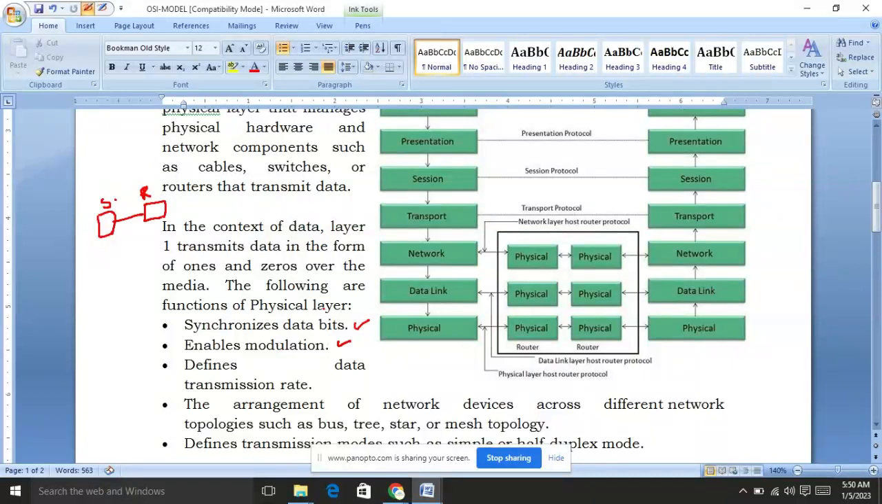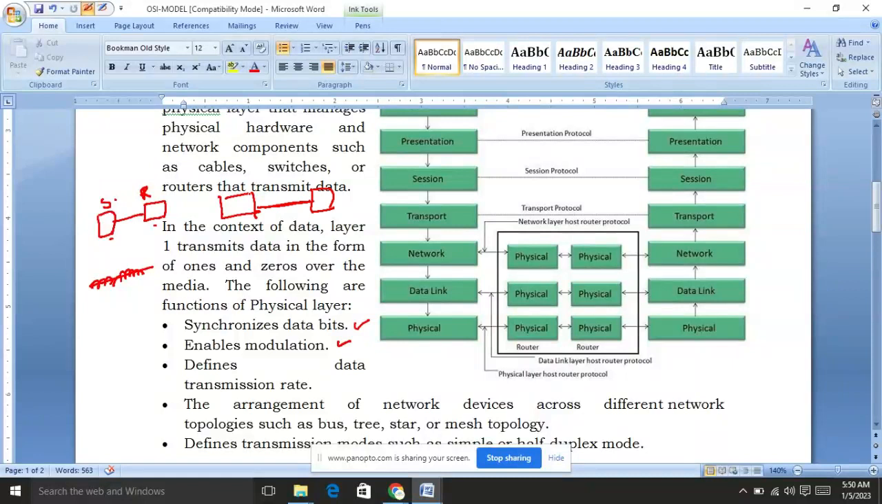What do you mean by the modulation? Modulation means over the channel or over the media, how we are going to combine two or more signals for sending the data from sender to receiver. Because here, for our convenience, we are considering only the sender and receiver, two systems.